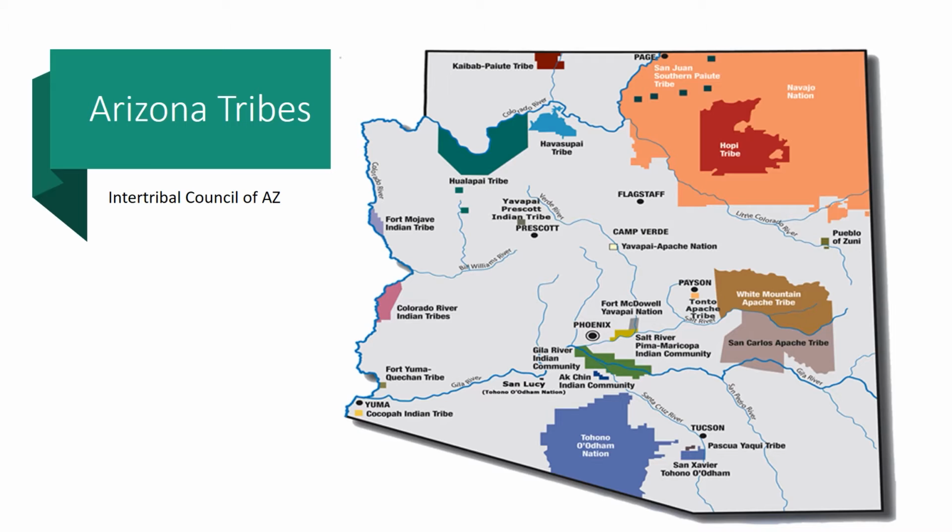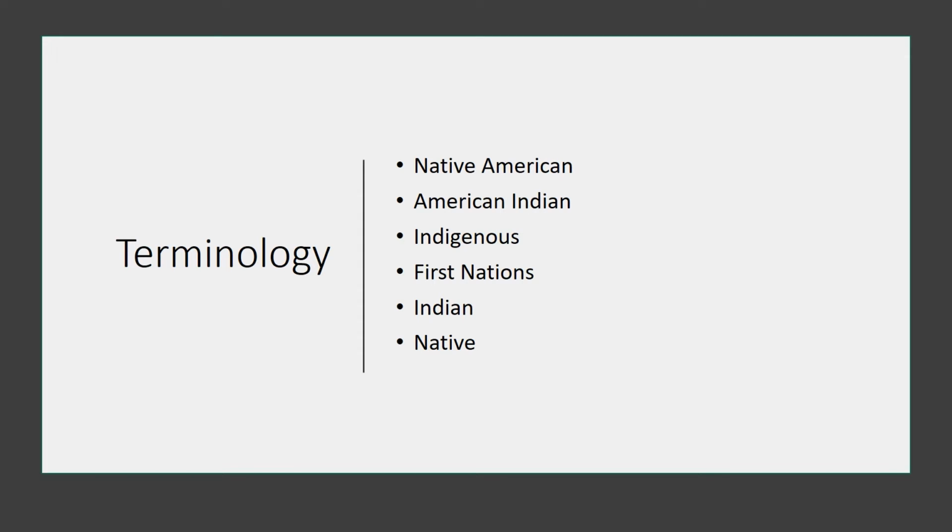Locate the Tohono O'odham Nation and the Pasquayaqui tribe on the map. Did you know that Tucson and Arizona are words from the Tohono O'odham language? In O'odham, Tucson means base of the Black Mountain. And in O'odham, Arizona means little spring coming out of the base of the mountain. Throughout the rest of this presentation, the following terms will be used interchangeably. However, they all mean the same thing.